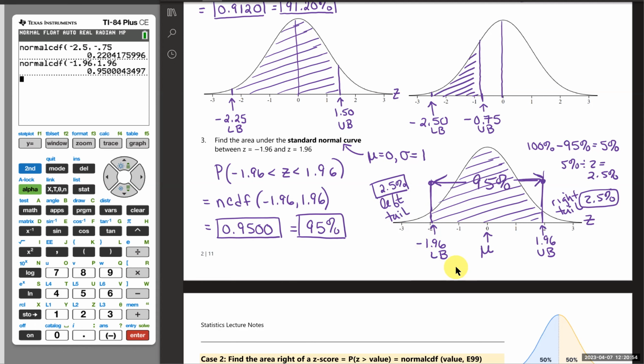All right, so what we'll learn to do next is, what if instead of doing all of these parts, the tail and the middle, how could we just find the right tail? In other words, what if I just wanted to know the probability of a z-score being bigger than 1.96, and I'd like to find that answer using normal CDF. So we'll take care of that case next.